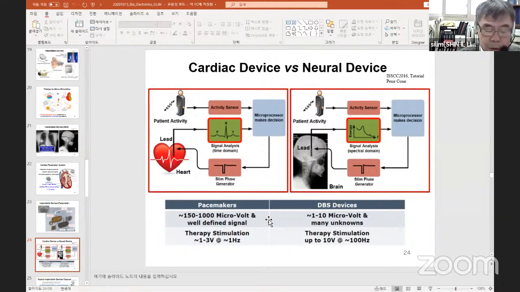For the neural stimulation devices, it's slightly different. The signal has to go through spectral domain analysis, like an FFT operation, to extract spectral information from the deep brain. For example, we get the energy information at a given frequency band and potentially use that to close the loop for stimulation.